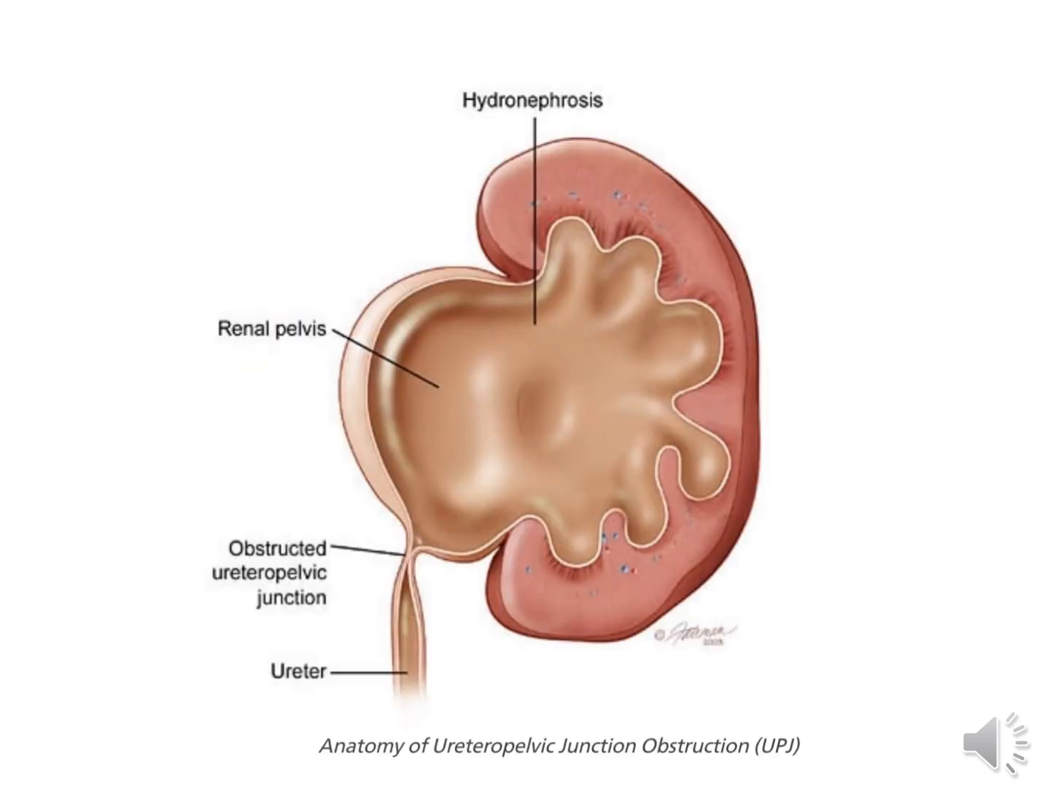This is the gross image showing the obstructed ureteropelvic junction. Here we can see the renal pelvis which is dilated, and the patient will present with hydronephrosis as a complication.